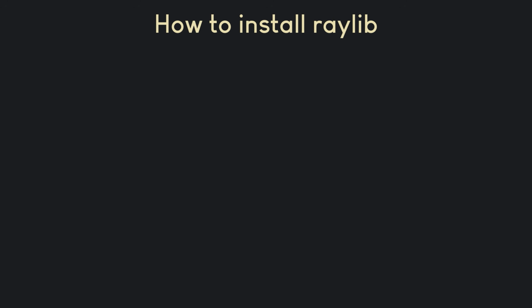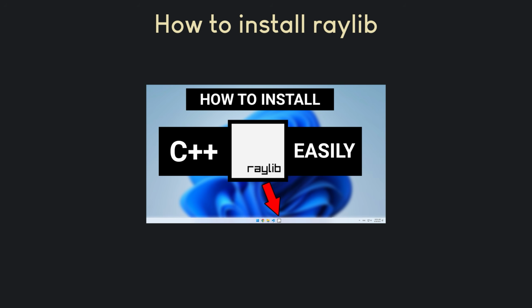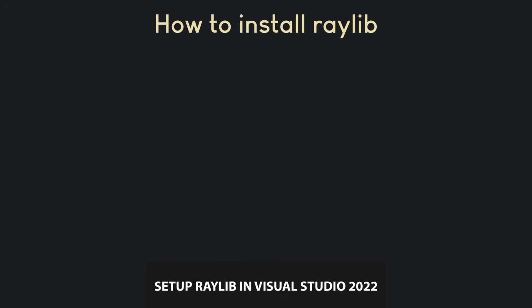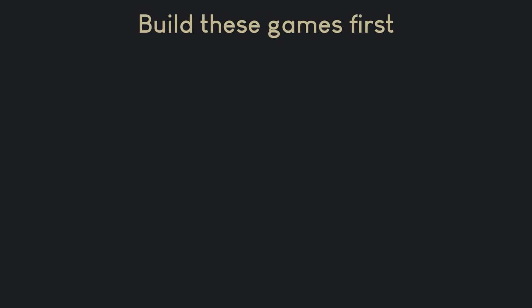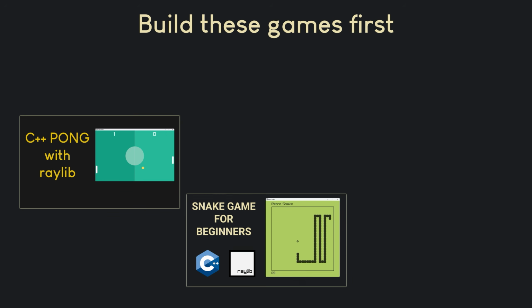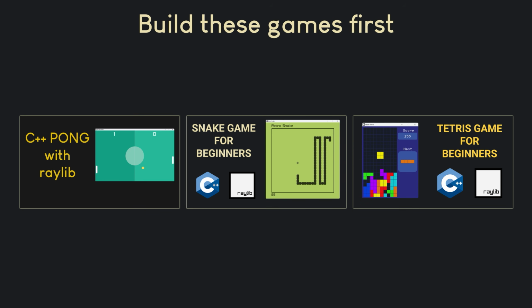I have prepared a detailed video on how to install raylib on your Windows computer and use it with Visual Studio Code. You can watch it here. It will help you set up everything on your Windows computer. If you prefer to use Visual Studio, check out the second tutorial I have prepared. It will be linked in the video description. If you use a different operating system, you can still follow this tutorial if you have a working C++ setup with the raylib library. Additionally, if you are new to game development with raylib, I suggest starting with my Pong, Snake, and Tetris game tutorials, also linked in the video description, to make the learning process smoother.